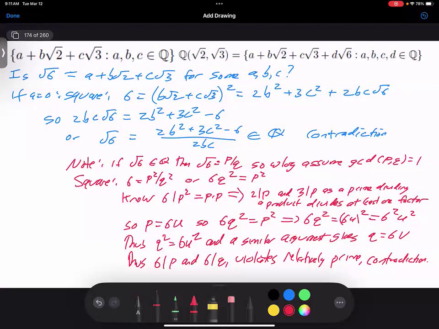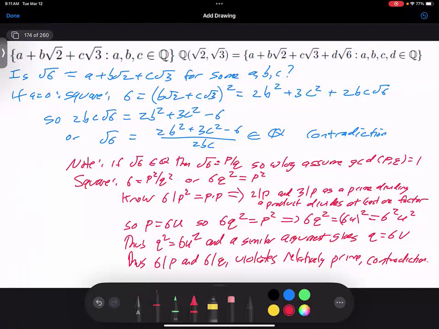So I'll leave this as an exercise for you to try to see, can you find a choice of a, b, and c? Or if you can't, prove that none exist. Okay? And this is explaining to us why we want to look perhaps at numbers of the form a plus b square root of 2 plus c square root of 3 plus d square root of 6.